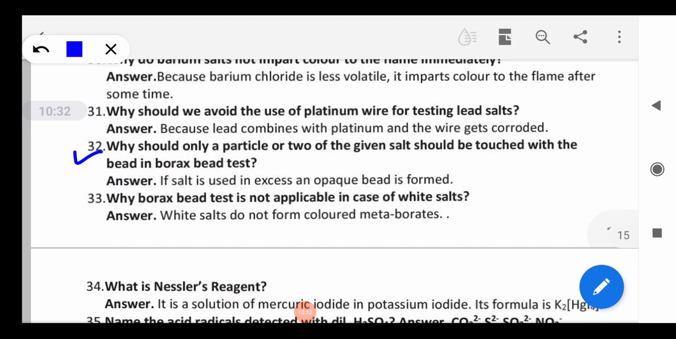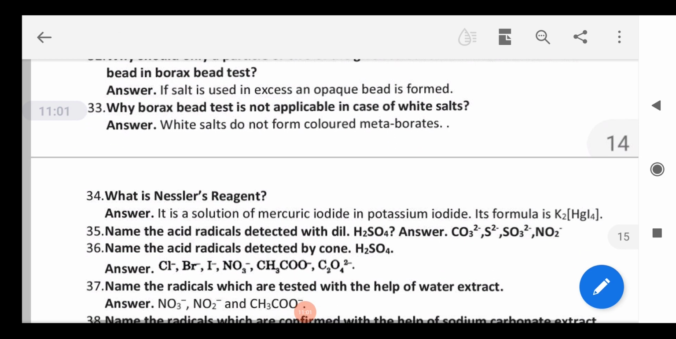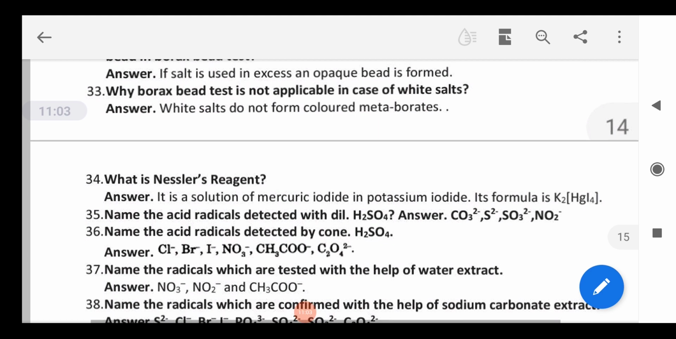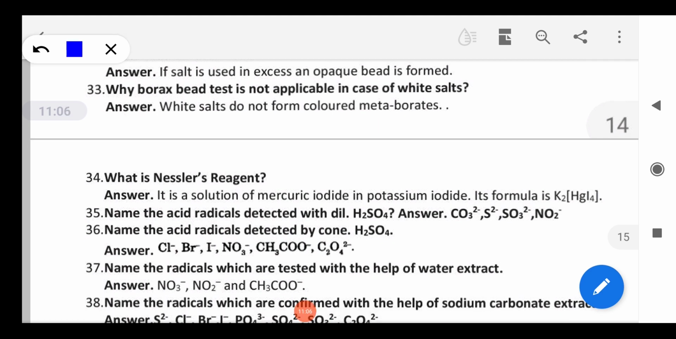Question number 32. Why should only a particle or two of the given salt be touched with the borax bead in the borax bead test? If the salt is used in excess, then an opaque bead is formed. So we take a very small amount of the salt in the borax bead test. Question number 33. Why is the borax bead test not applicable in case of white salts? Because white salts do not form colored metaborates, and in the borax bead test the detection of the cation is done on the basis of the color of the bead formed.